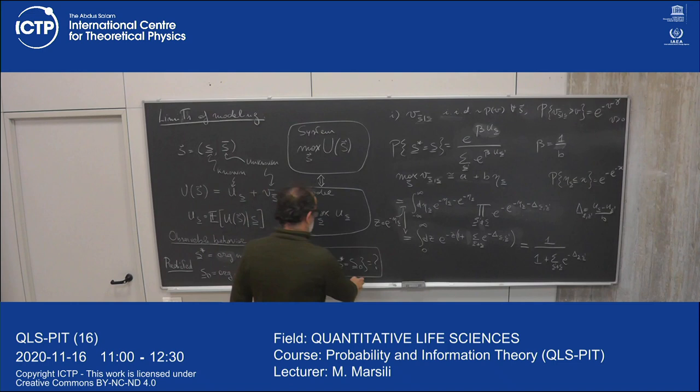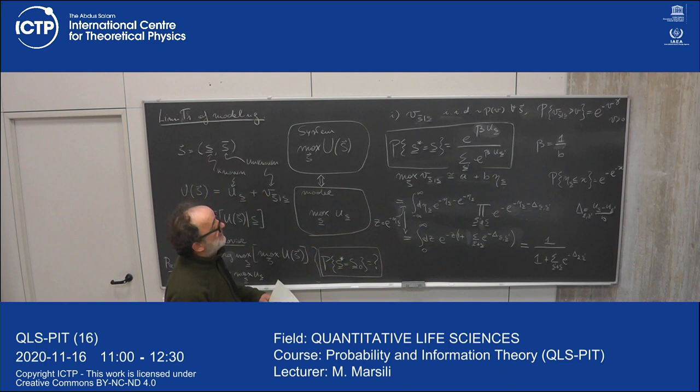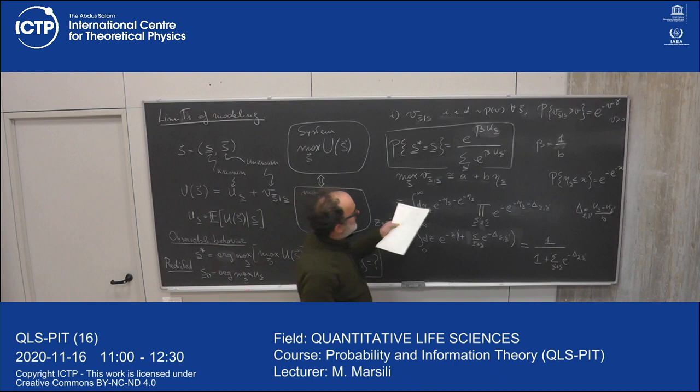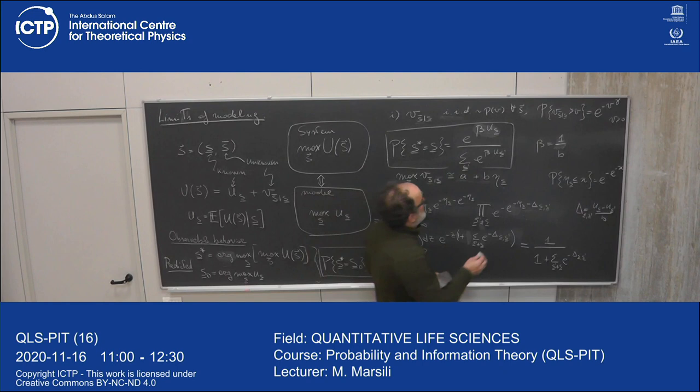Now this formula here is a formula that you will see very often, and it is called in different ways in different disciplines. If this u is minus the Hamiltonian of a physical system, then this is called the Gibbs-Boltzmann distribution.